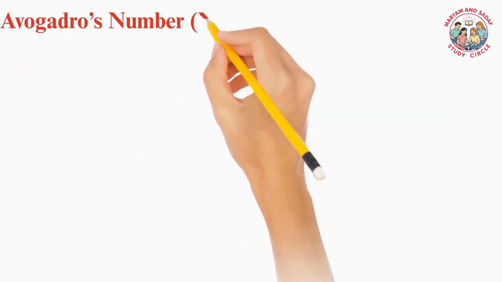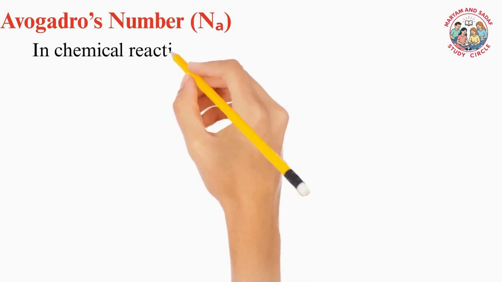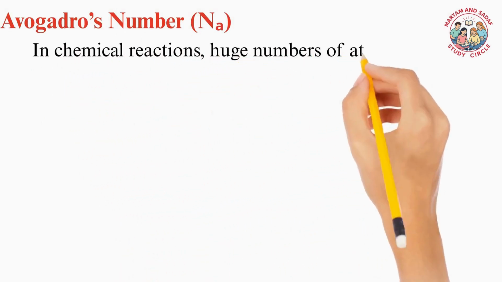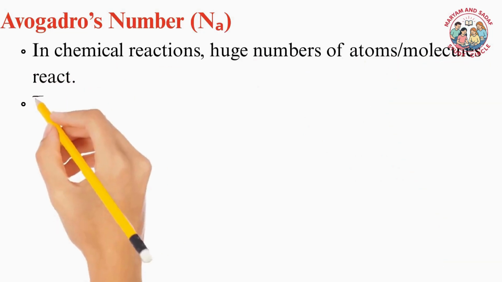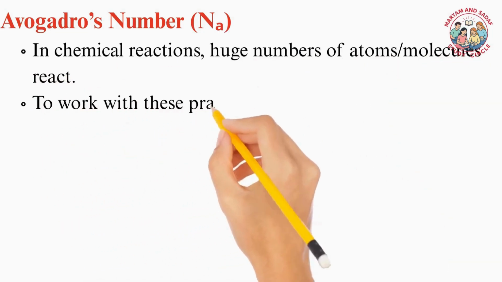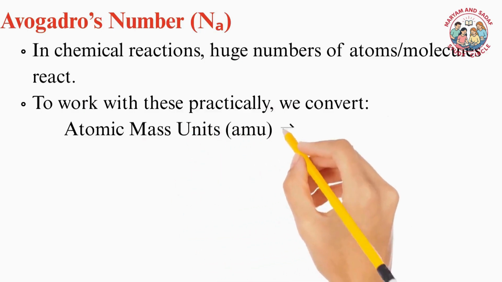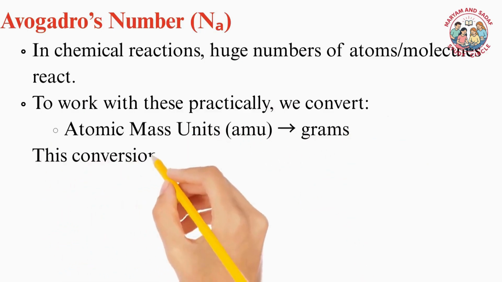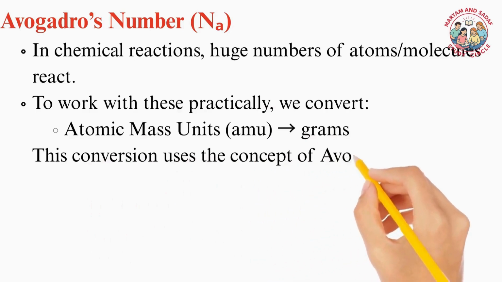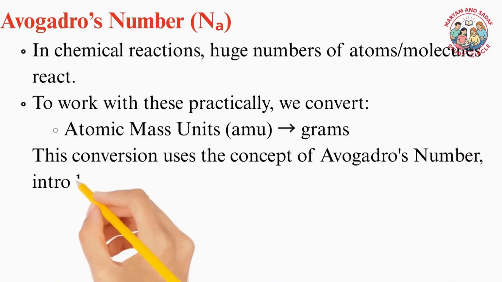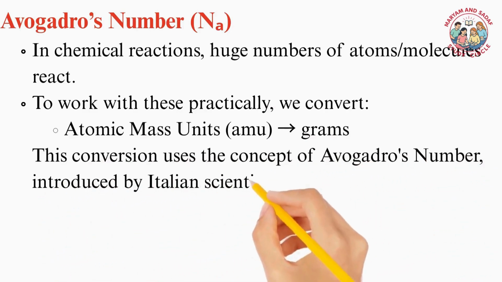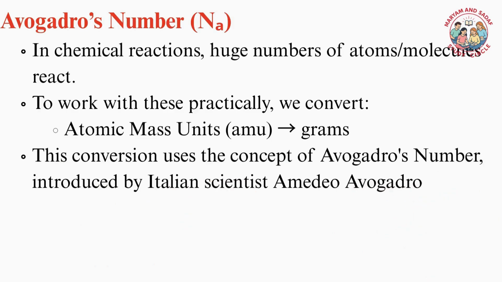Avogadro's number. In chemical reactions, huge numbers of atoms or molecules react. To work with these practically, we convert atomic mass units to grams. This conversion uses the concept of Avogadro's number introduced by Italian scientist Amedeo Avogadro.